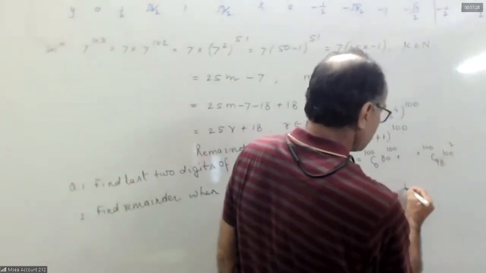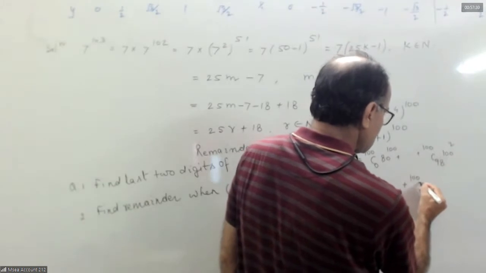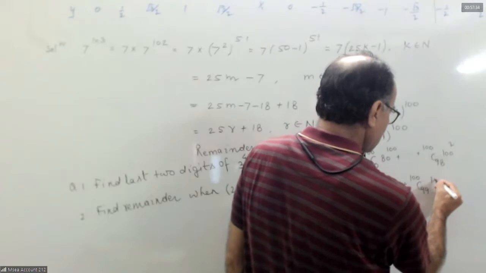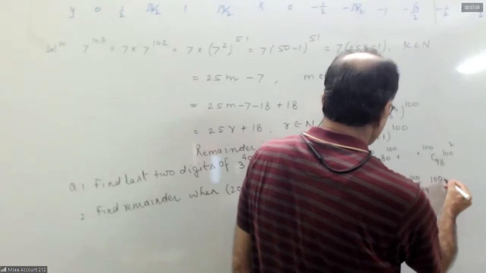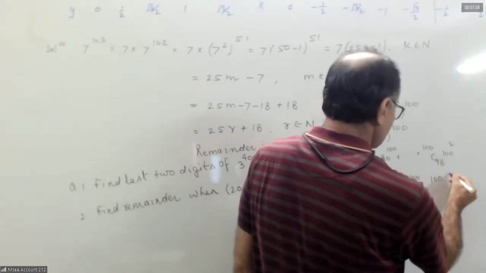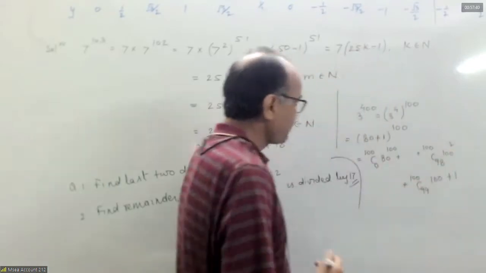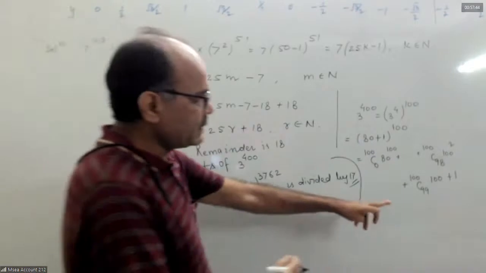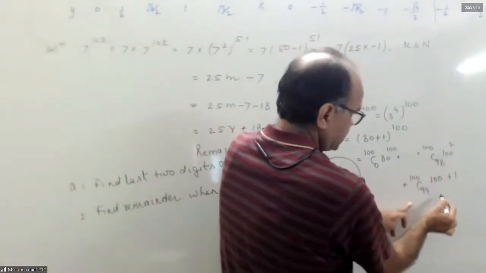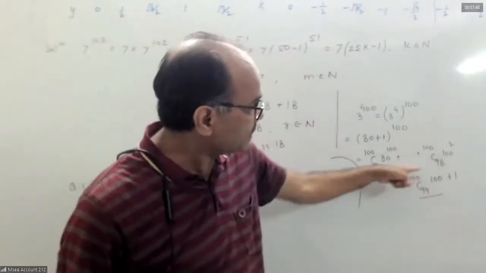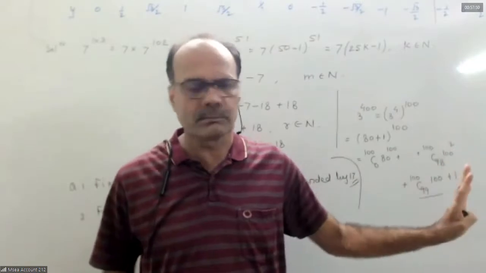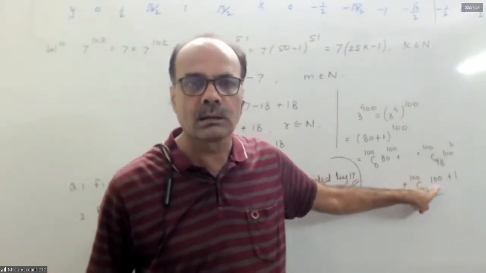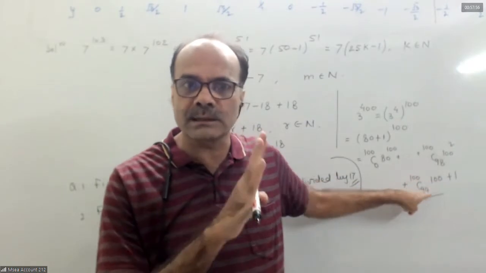Next will be plus 100C99 into 80, plus 100C100. Here, in all the terms before this, the last 3 digits will be 0 at minimum. This is 100 into 100. How many zeros are there in this number?